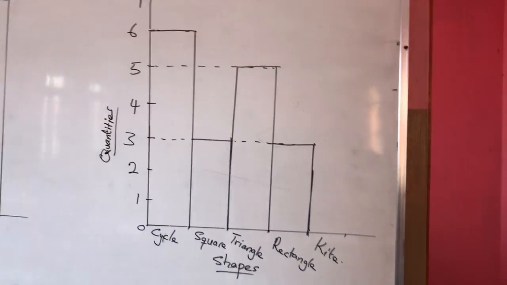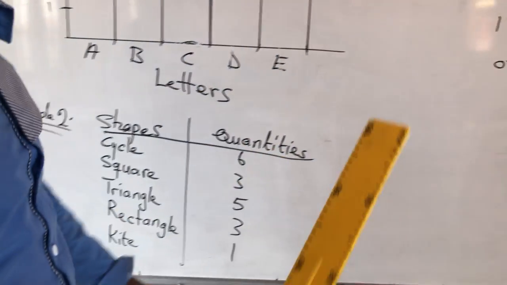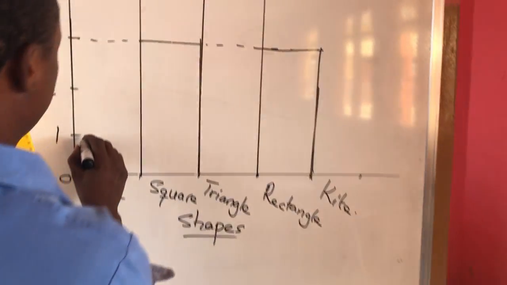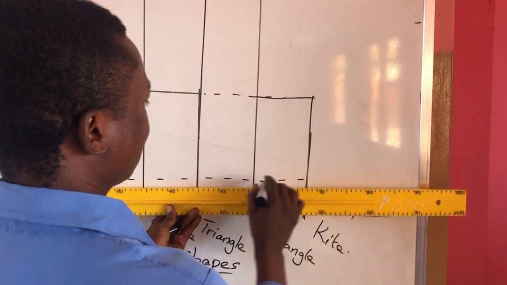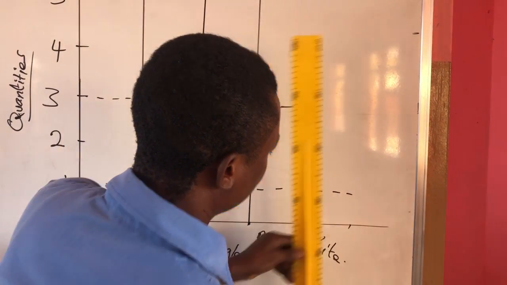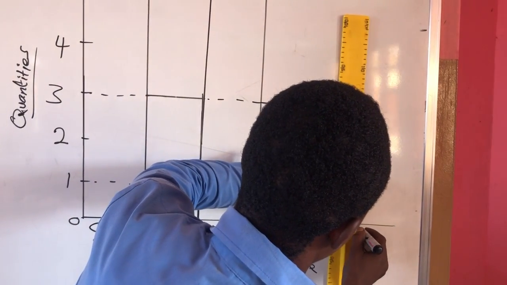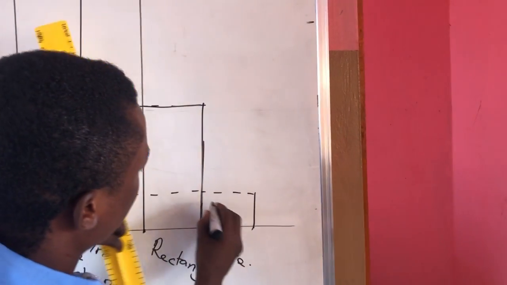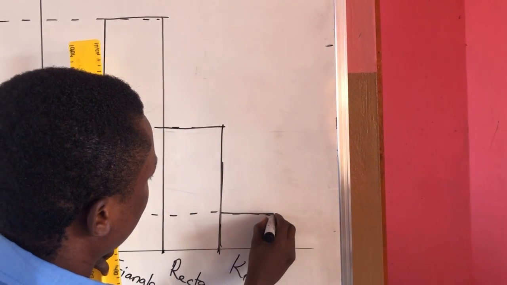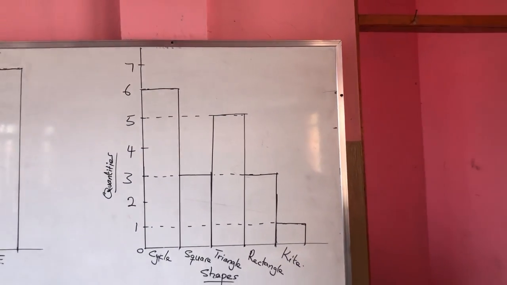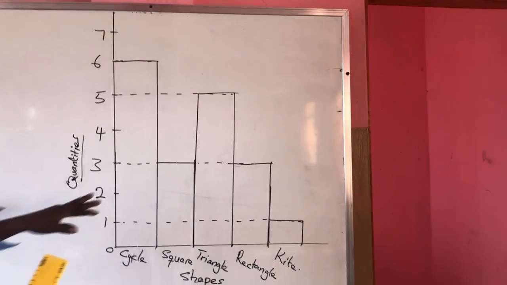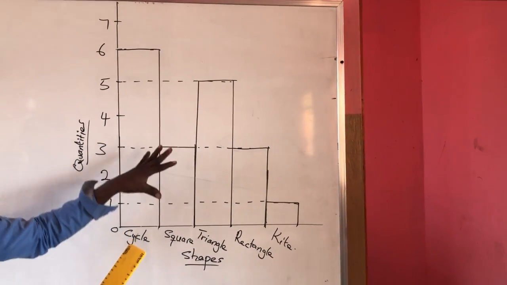The last one is what? 1. So you trace 1. This is 1. You use your ruler. You put your ruler like this. You trace it nicely. All right, this is all that we are asked to do. If you have done it well, you have to get something like, or a shape like this.